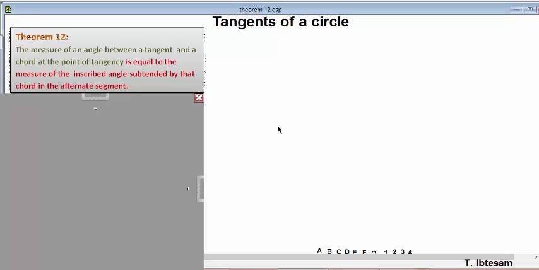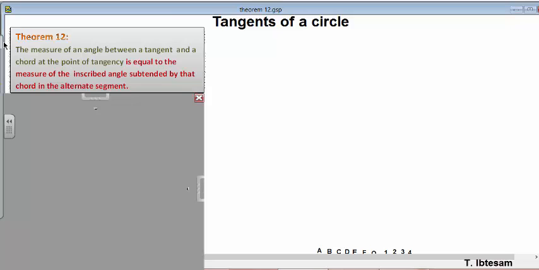Our theorem for today is the last theorem in this lesson, which is theorem 12. Theorem 12: The measure of an angle between a tangent and a chord at the point of tangency is equal to the measure of the inscribed angle subtended by that chord in the alternate segment.